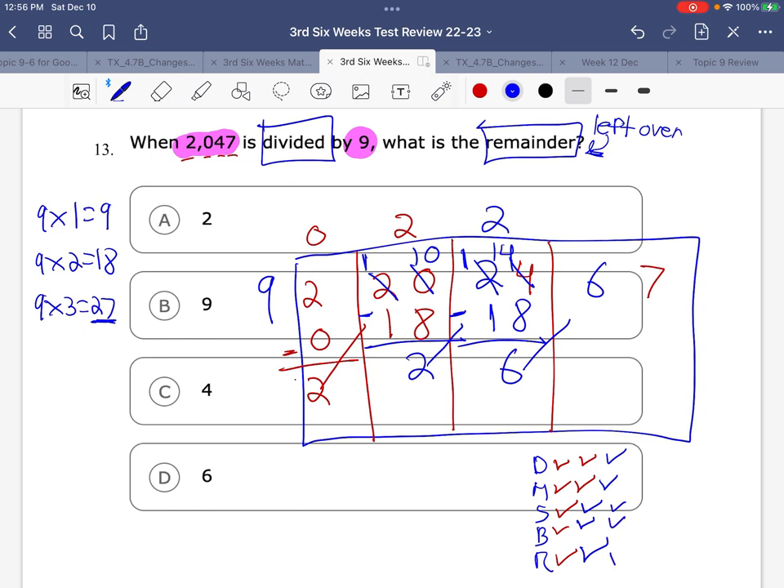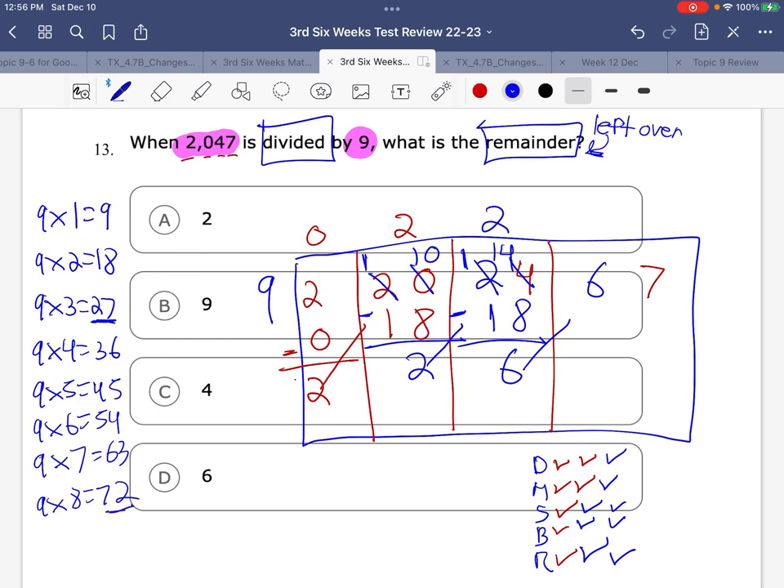Now I'm going to bring up my 6, and I'm going to do rover, start over. So I ask myself, how many times can 9 go into 67? So again, if you're having trouble and you don't have your multiplication chart, I would just write down the multiples. 9 times 4, 36. 9 times 5, 45. 9 times 6, 54. 9 times 7, 63. 9 times 8 is 72. Okay, so 72 is too big, so I can do 63. So I can put a 7 here.